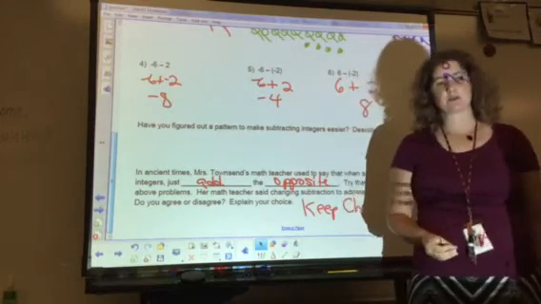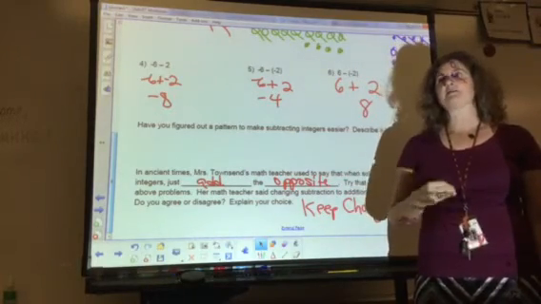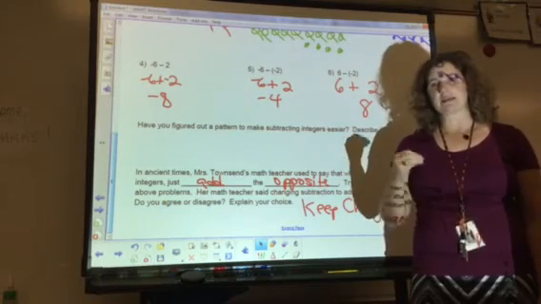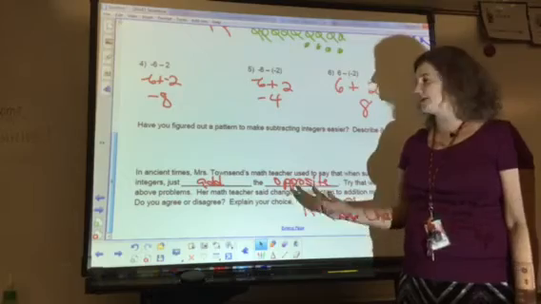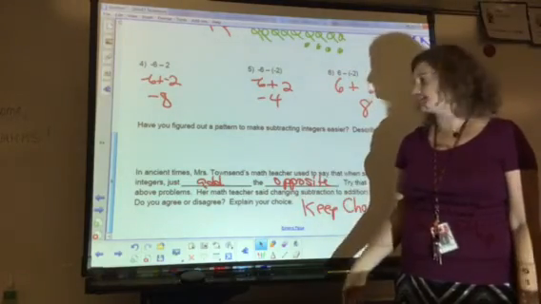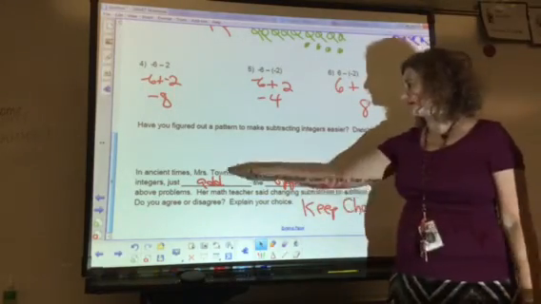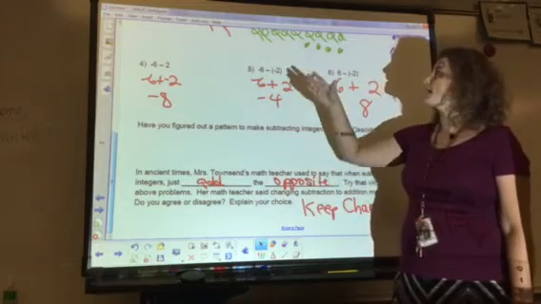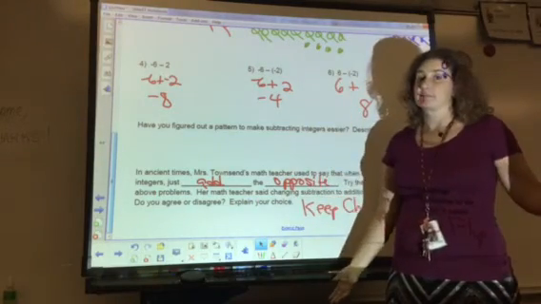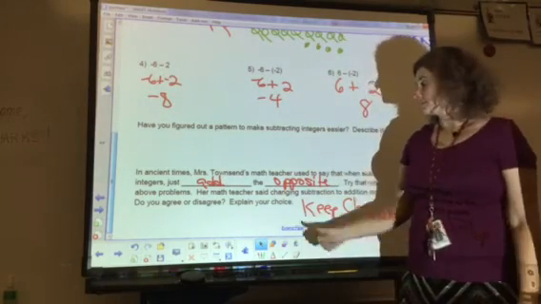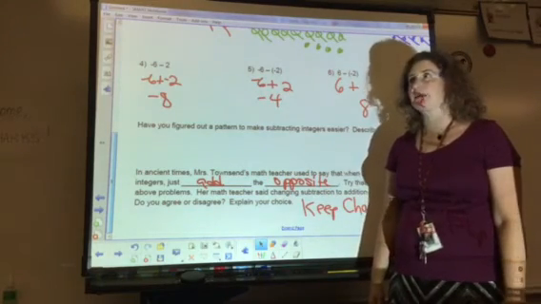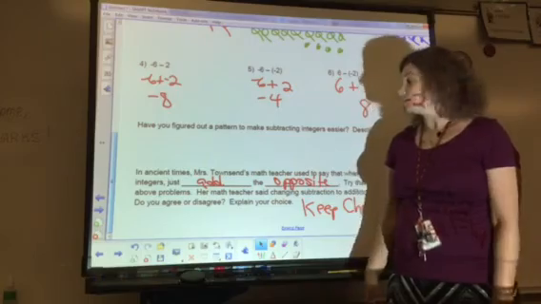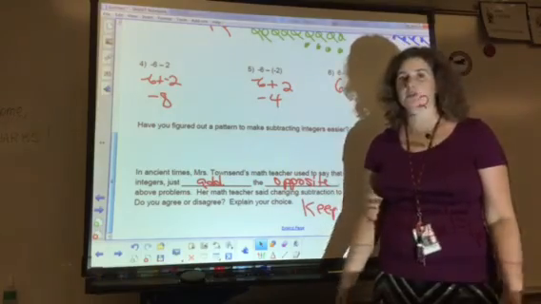I gotta be honest with you. The problem type that people mess up the most with integers is the ones with subtracting. So really try to dig into this and think about the way that you like to do it. Do you like keep, change, flip? Do you like add the opposite? Do you like the counters? Do you like the number lines? Decide and explain. I want to see that explanation on Tuesday, but I want you to be ready to explain your choice, okay?